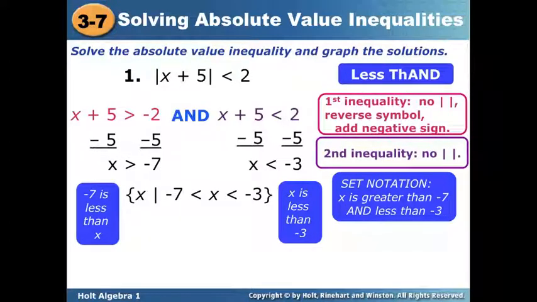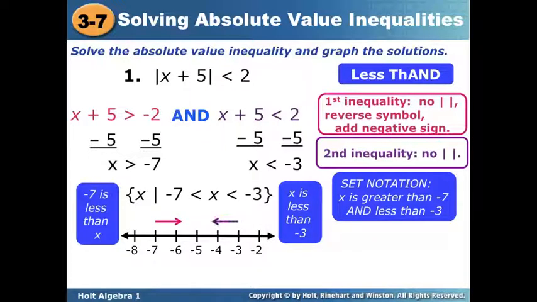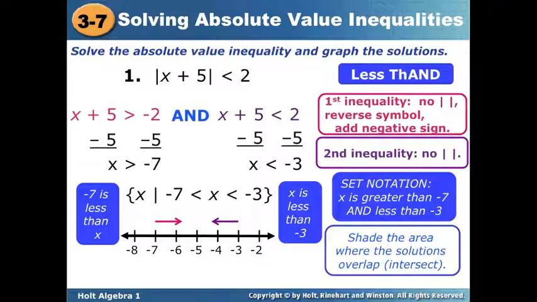Now graph the solution on a number line. It should shade to the inside as an "and" compound inequality always does. An open circle on -7, an open circle on -3, and it does shade to the inside. Always check to make sure that it really shades as you expect it to be.